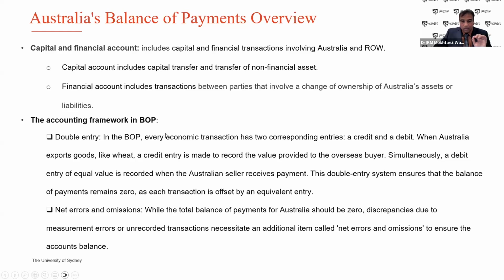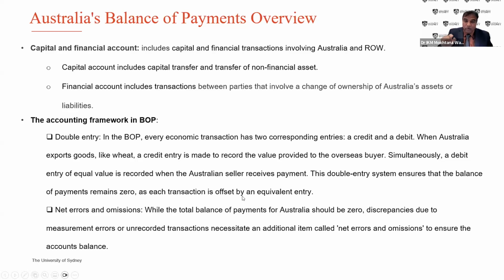So then we have this concept of accounting or double entry. Now, double entry really means it's like an accounting exercise that for balance of payment, every economic transaction has got two corresponding entries. We say one credit and a debit. And an example is when Australia exports goods like wheat, a credit entry is made to record the value provided to the overseas buyer. Simultaneously, a debit entry of equal value is recorded when the Australian seller receives the payment. So we have a credit entry and a debit entry. And this double entry system ensures that the balance of payments remains zero.